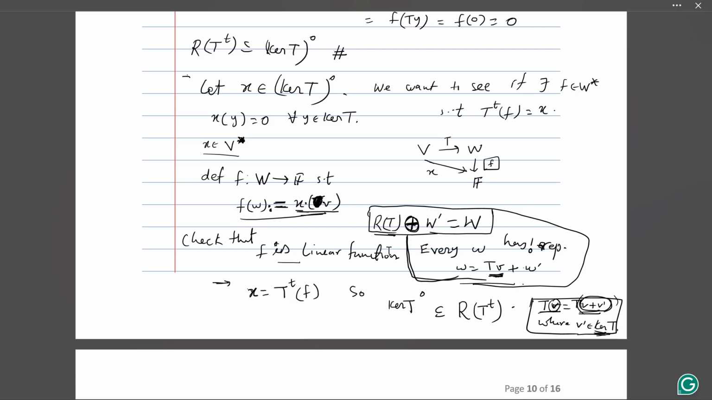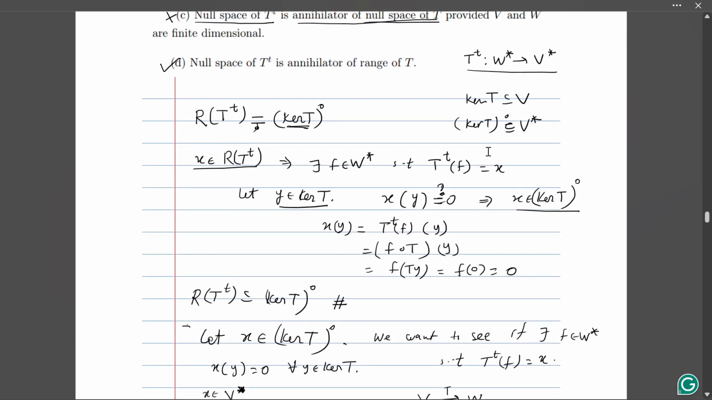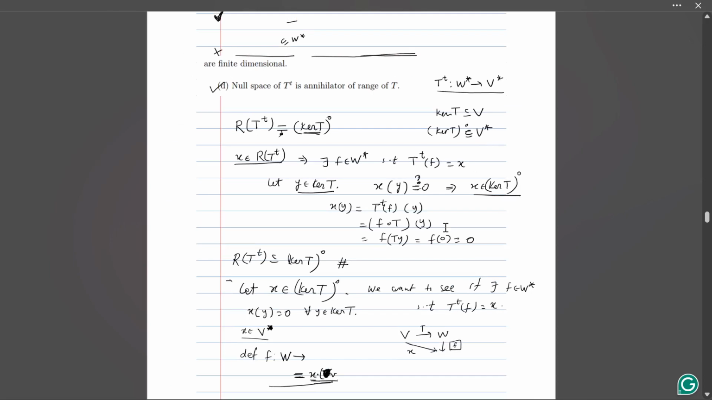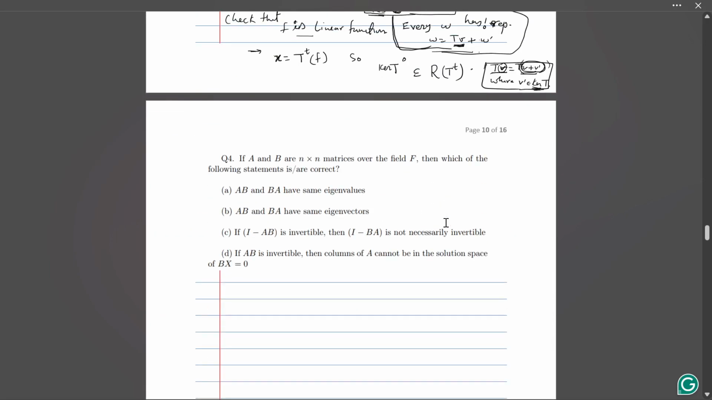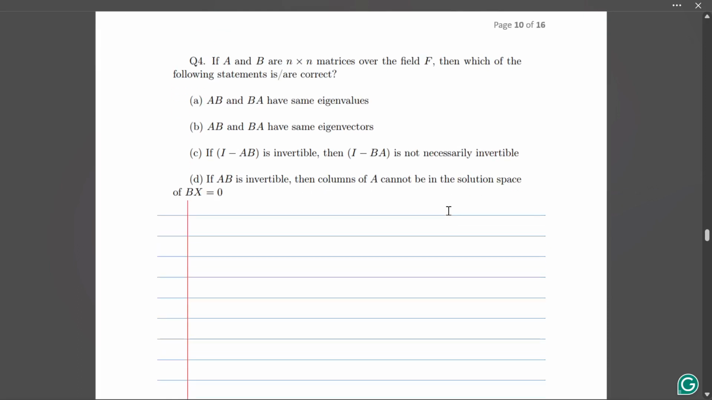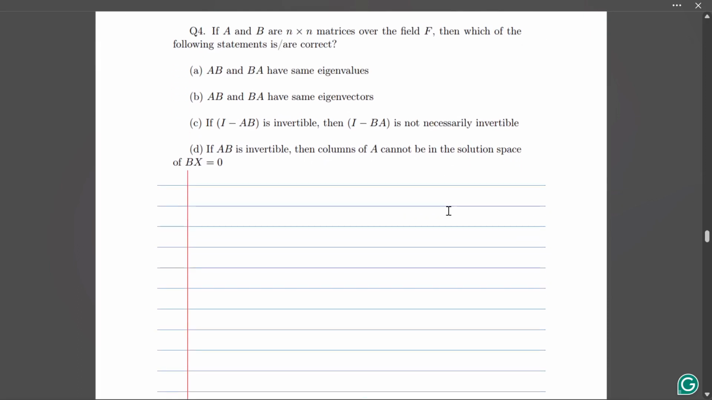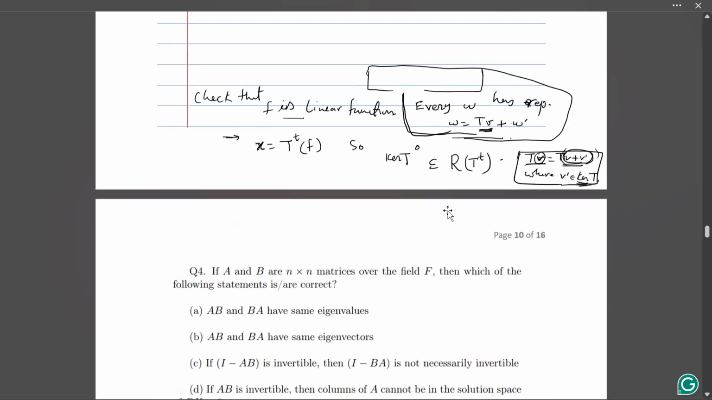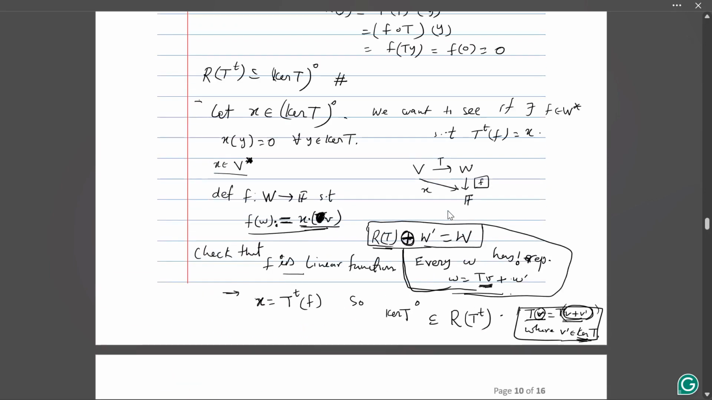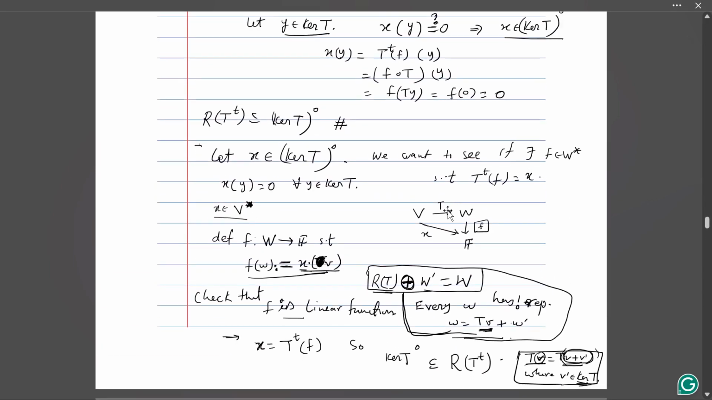Okay, so next question. If A and B are n cross n matrices over F, then which of the following statements are correct? Okay, I'm thinking I'm doing unfair things. If you have doubt, you can ask me. Then only I should go to the next question.